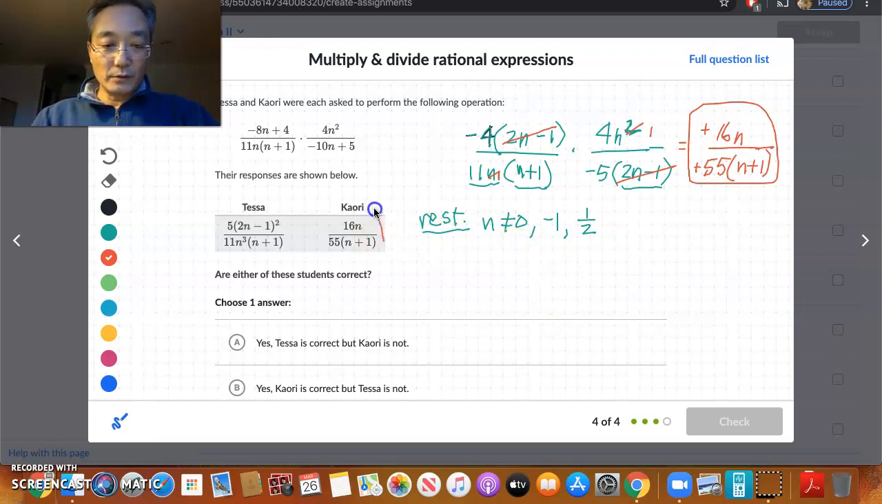So it definitely looks like Kaori is correct, and I don't think Tessa is. No, she is not correct. I think she flipped this, if I'm not mistaken. Yeah, that's what she did. Tessa accidentally thought this was a division and flipped the second expression, and that's how she got what she got. Okay, so let's click on Kaori.